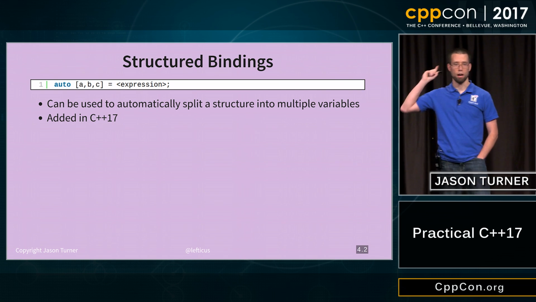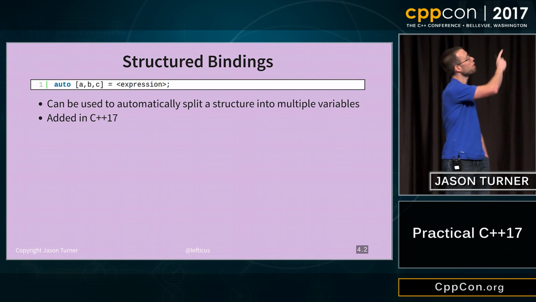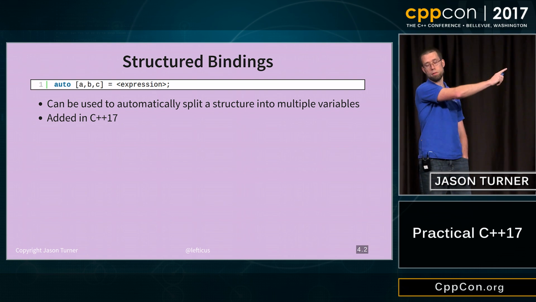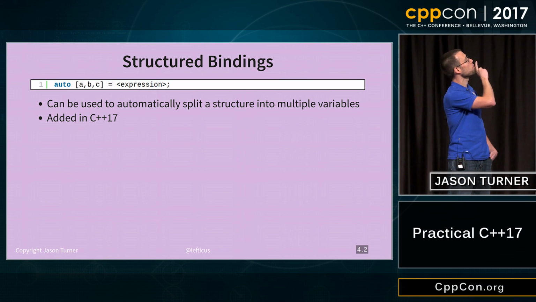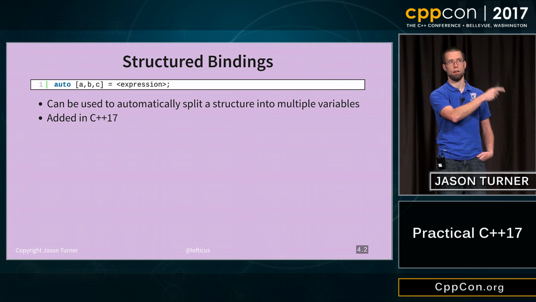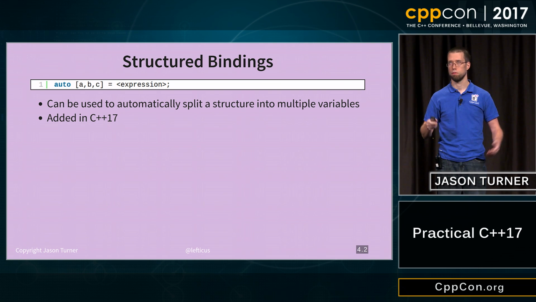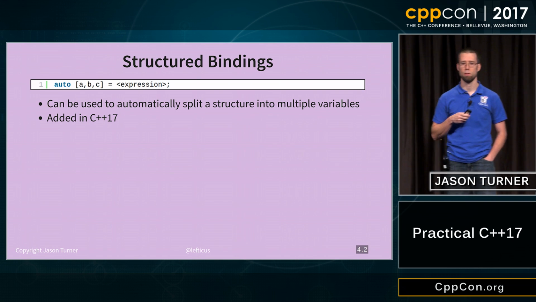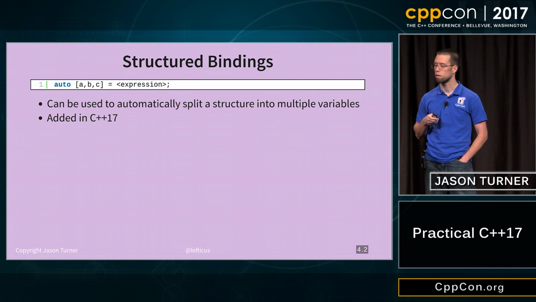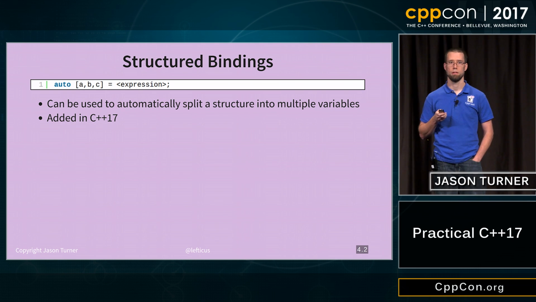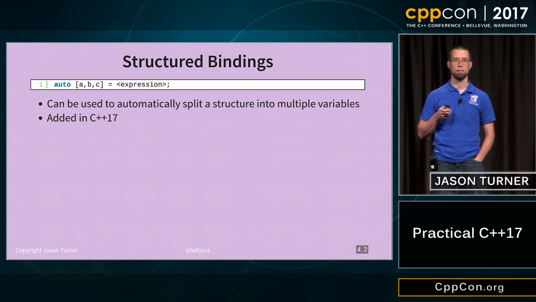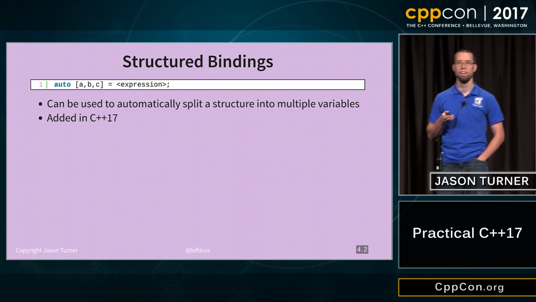It works just like auto deduction. You must use auto. It must be a comma-separated list of things inside of brackets. It can be auto, const auto ref. I think volatile can be used with it, but I'm not sure if I've actually tried that. Does anyone know if volatile can be used with structured bindings? No, it can't, says Bjarne.